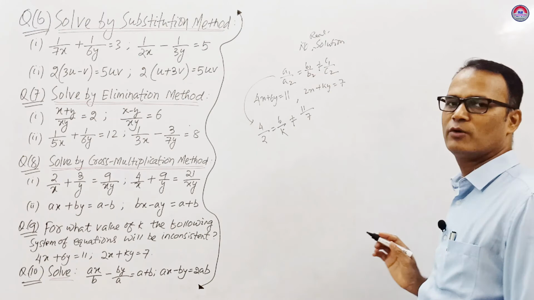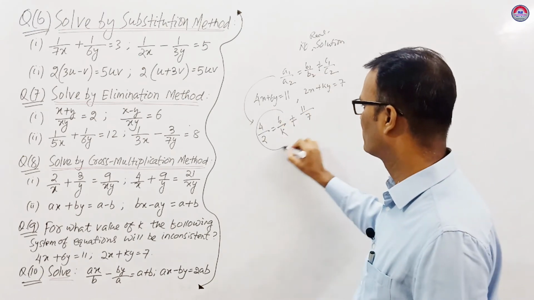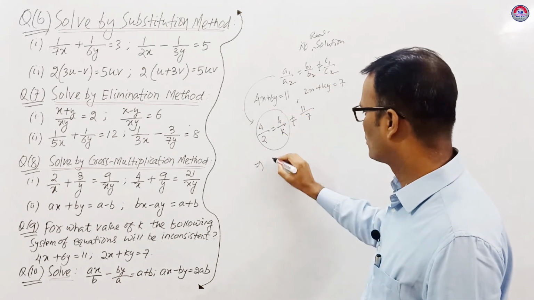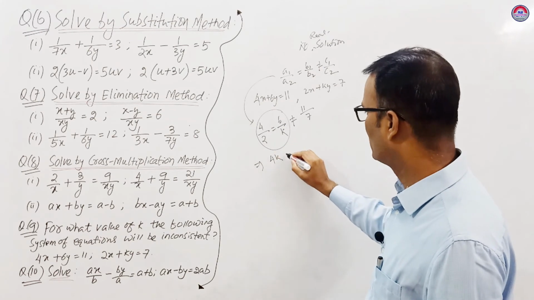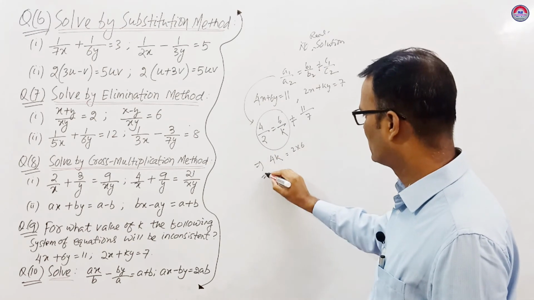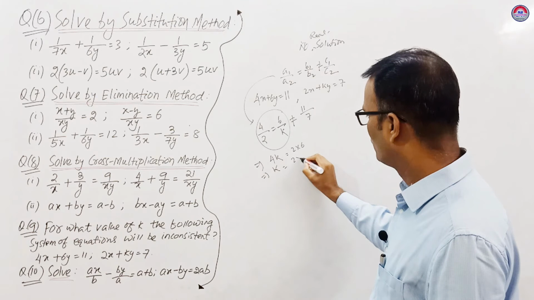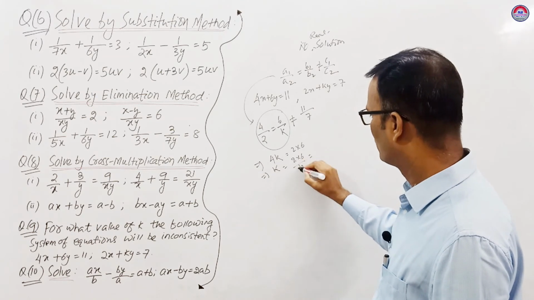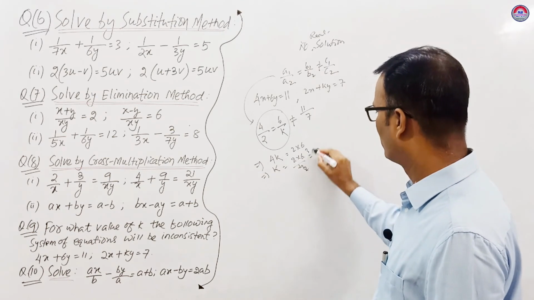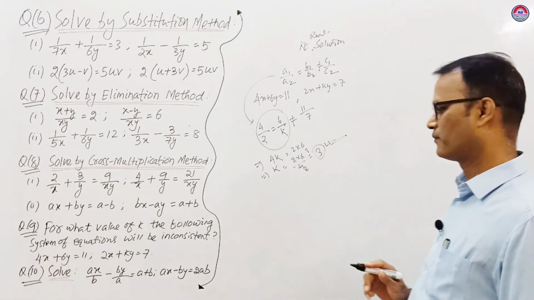What is the value of k? Here we can find the value of k. We cross multiply. This is 4k equal to 2 into 6. That implies k equals 2 into 6 by 4, which is 3. So the value of k is 3.